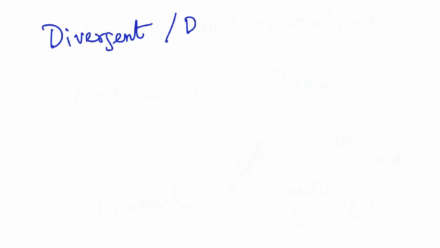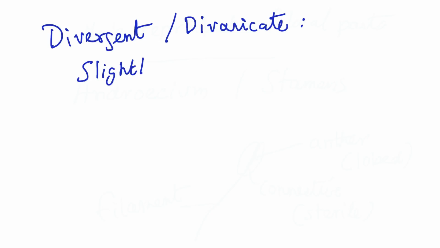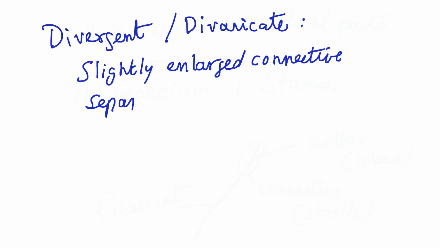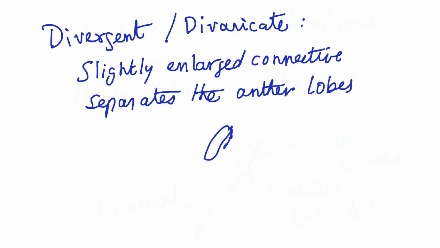Now, let's look at a special case which is called divergent or divaricate. Basically, what does it mean? It means separated. We just looked at the anther lobes, and if the connective is particularly enlarged, naturally the lobes will be separate. So such an anther development is called divergent or divaricate anther, and the key point here is that the sterile connective tissue is bigger. An example is petunia.